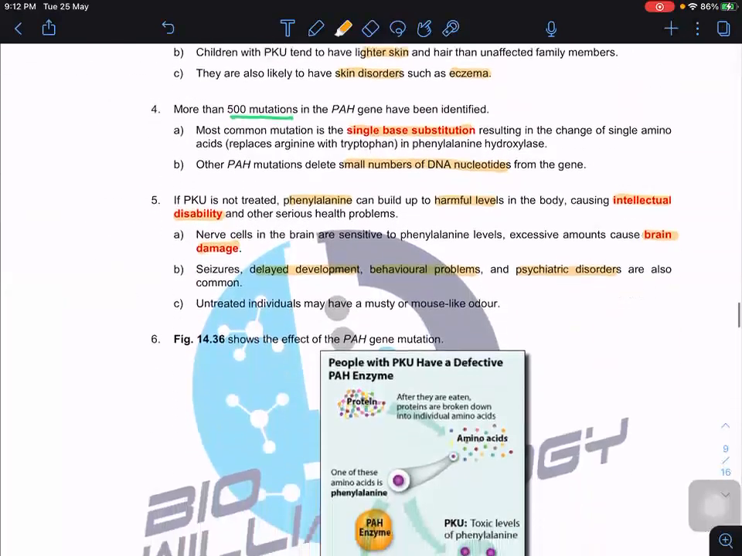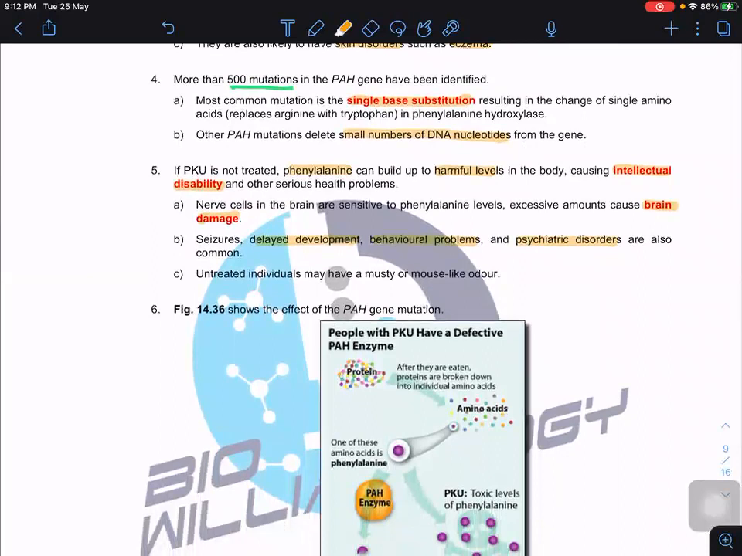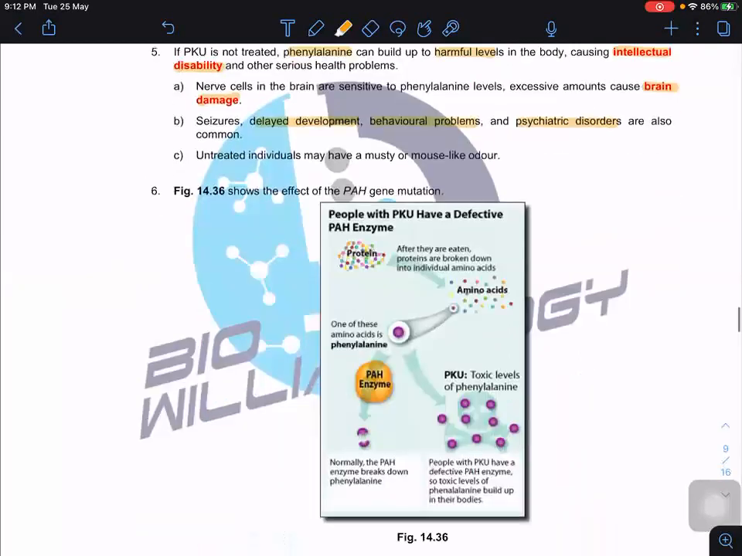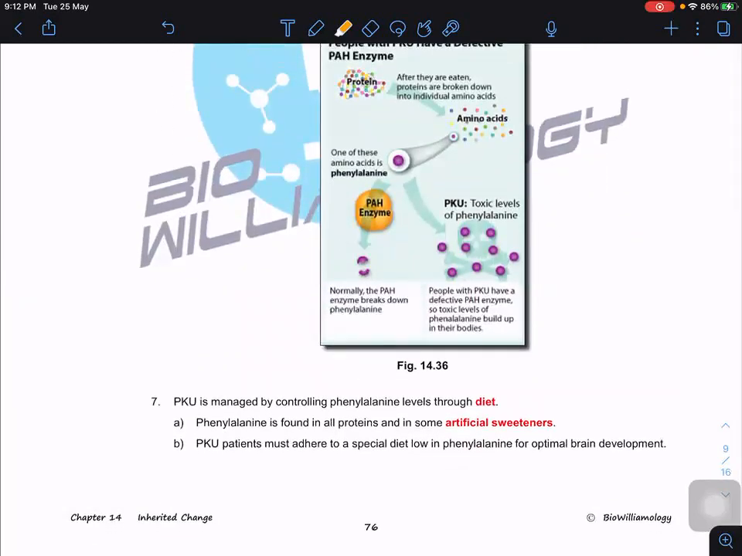Okay. So untreated individuals may have a musty or mouse-like odor because of the phenyl group of the phenylalanine. So how to treat? We can't cure it, we can only control the diet, because phenylalanine usually appears in artificial sweetener, right? So patients with PKU cannot take artificial sweetener in high concentration. They must adhere to a very, very special diet, particularly low in phenylalanine, so that the brain development will be optimal.